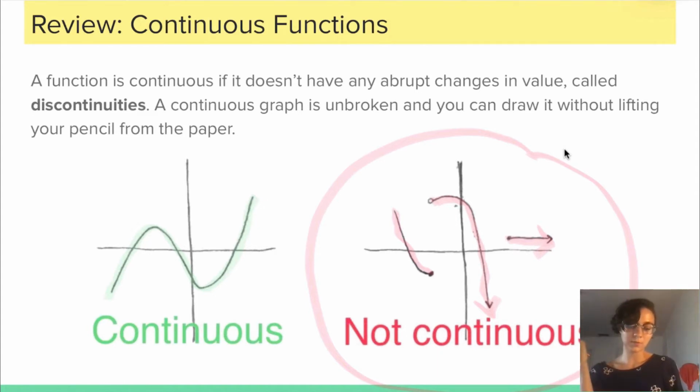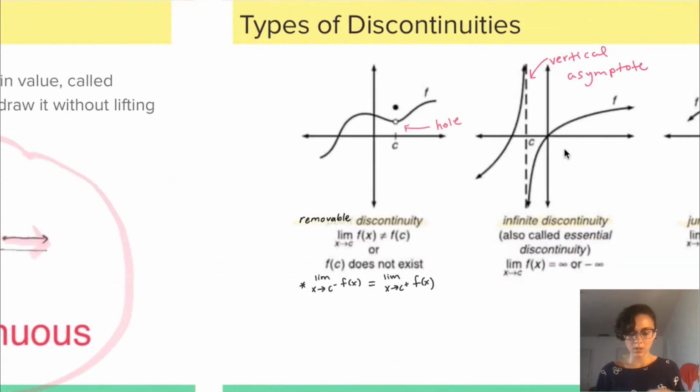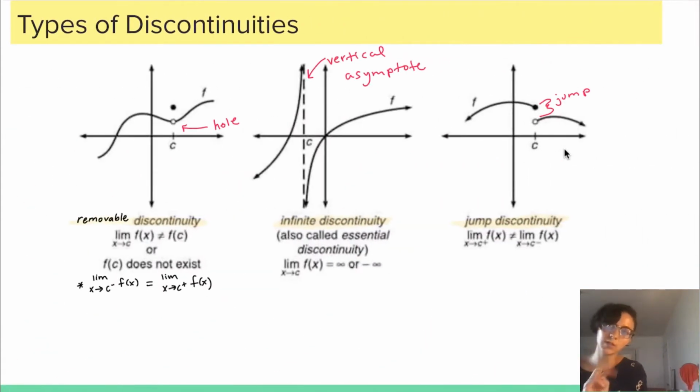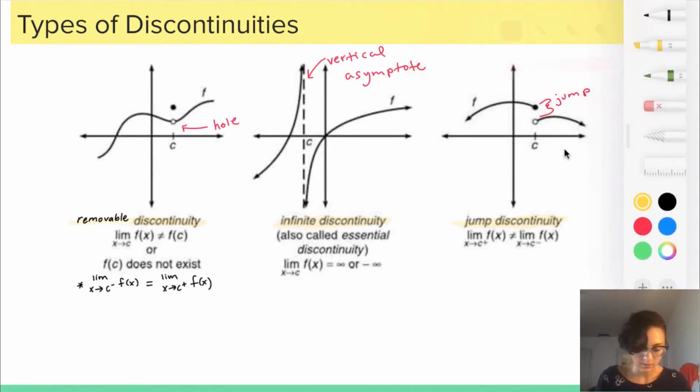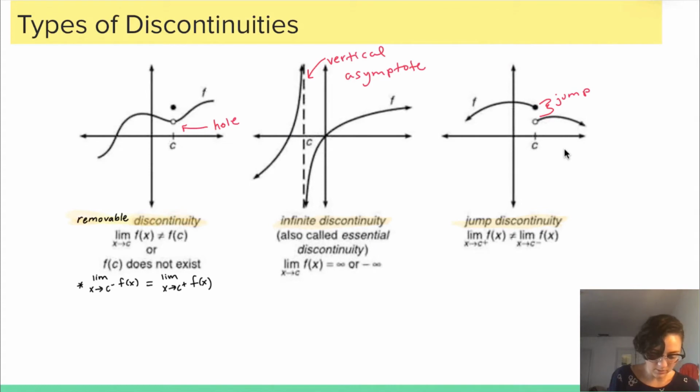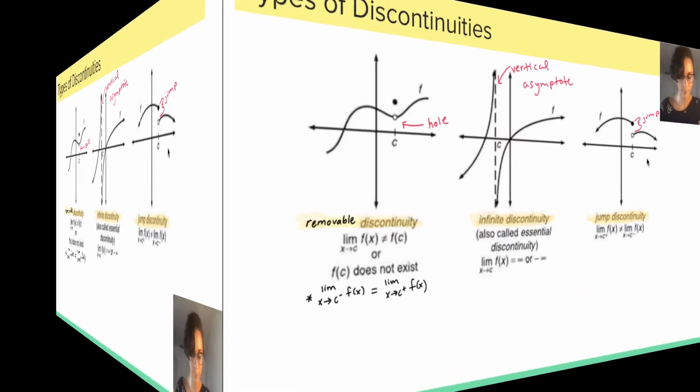We're going to be focusing on how to identify these discontinuities in a graph as well as in an equation. So we have 3 types of discontinuities that we're going to be focusing on. The 3 types are called removable discontinuities, infinite discontinuities, and jump discontinuities. So you can go ahead and pause me as you take these notes.